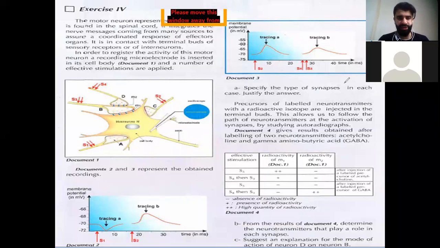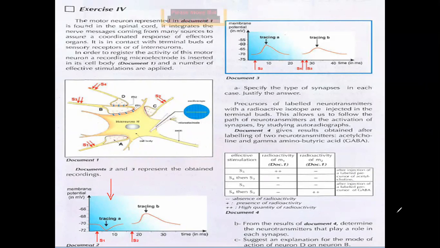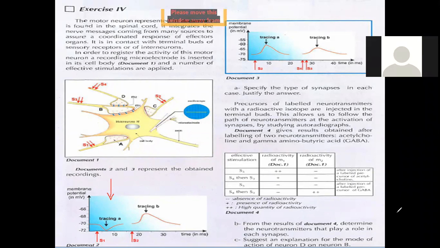Okay, so here, step by step, after applying stimulation S1, what happened in the tracing? This tracing A, what happened? Before we start, you have to say, after applying stimulation S1 on neuron A, on point A, on region A, what happened? But that is only the type of synapse, whether inhibitory or excitatory. Since they said specify, whenever they say specify, it means that we have to justify. Start, Hassan.